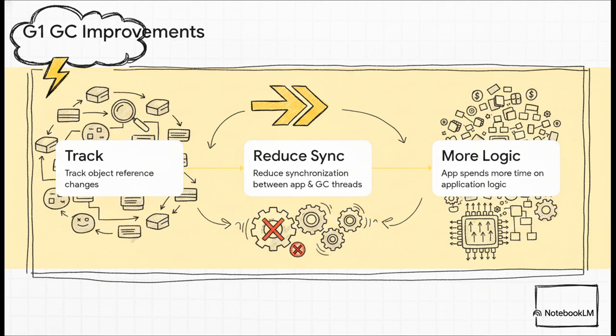So what does that mean for you? It means they spend more time executing your actual business logic. This is a massive throughput win for apps with high allocation rates.